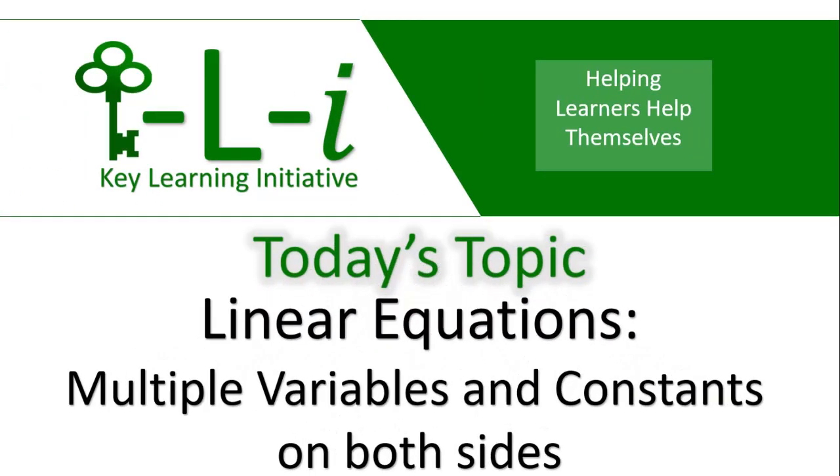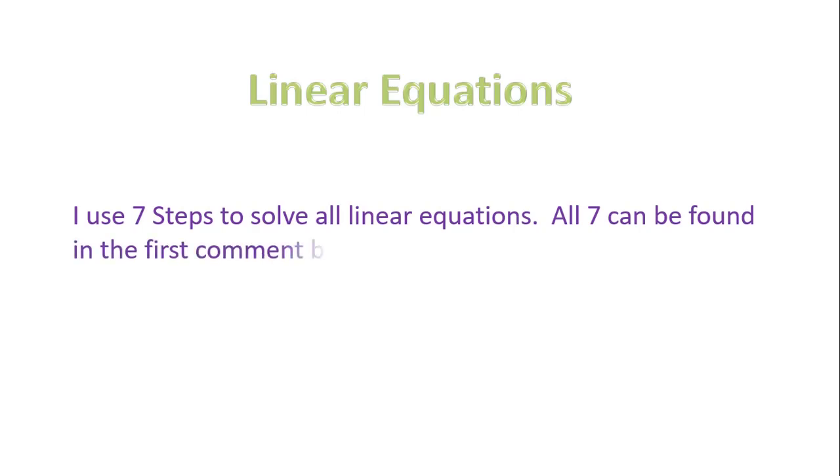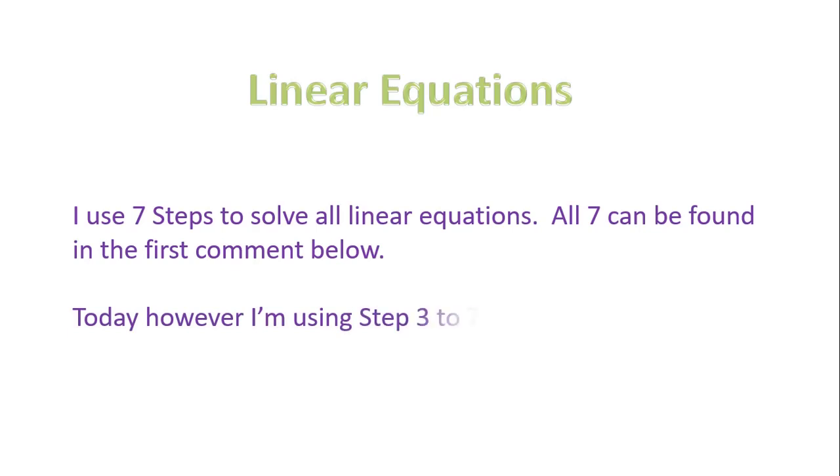Today's topic is linear equations with multiple variables and constants on both sides. In other words, we simplify, then we carry on and solve it. So, linear equations. I use 7 steps to solve all linear equations. All 7 can be found in the first comment below. Today, however, I'm using just step 3 to 7, not 1 and 2 yet.